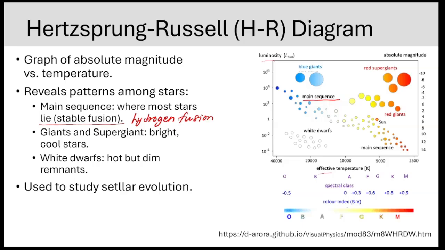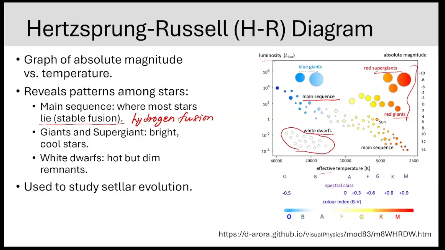Then we have the giants and supergiants region, and these are bright red but cool stars, and they are expanding in size, and they are called the giants or supergiants region. And then we have white dwarfs, and these white dwarfs are hot but a faint remnant of dead stars.